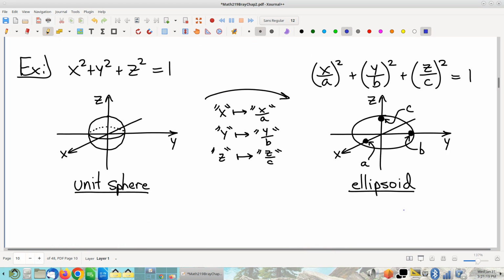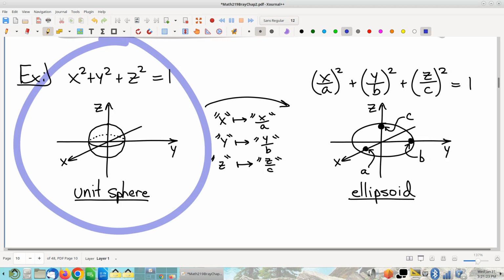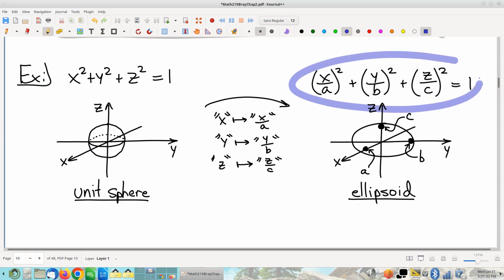Let's look at, here's one that we already know. Again, rho equals 1, easy to understand, gives me the unit sphere, no problem. Okay, how does that help me understand this equation?